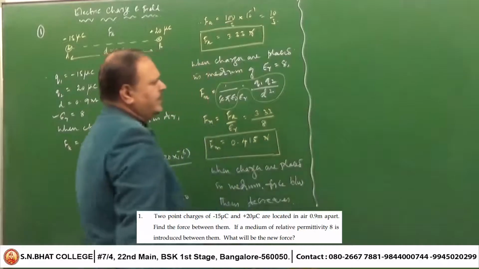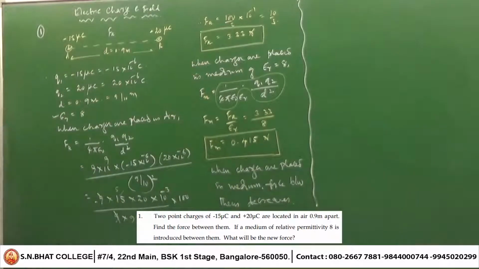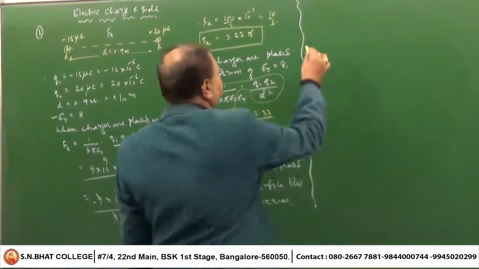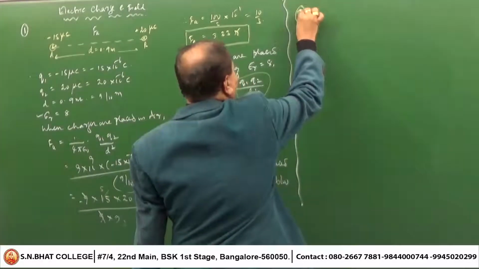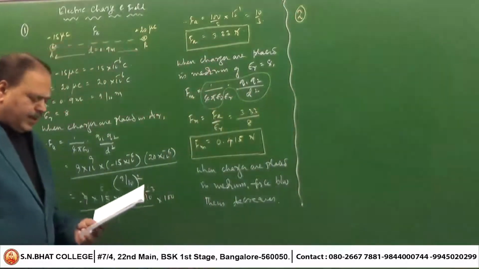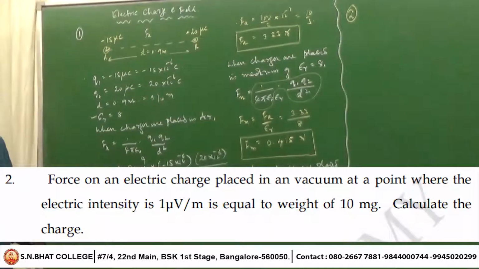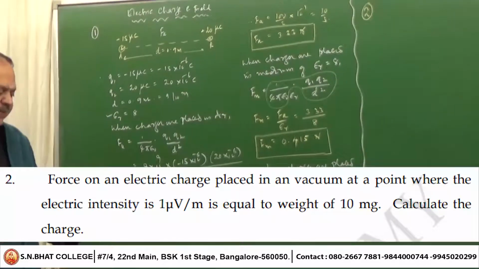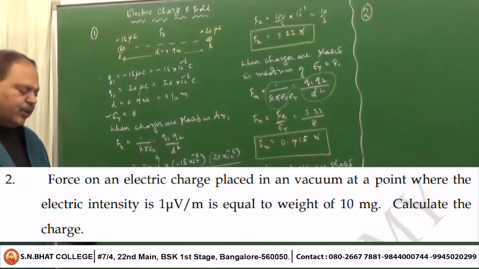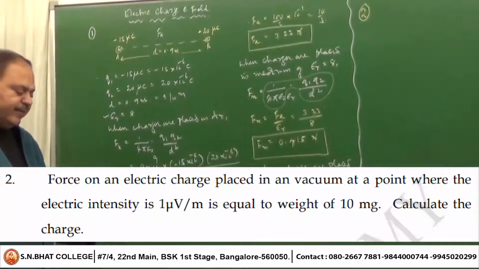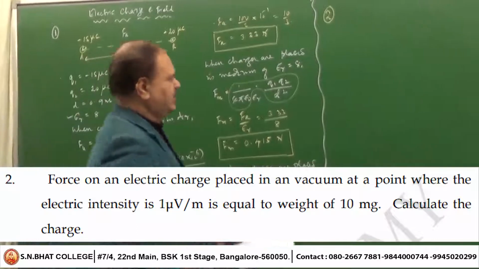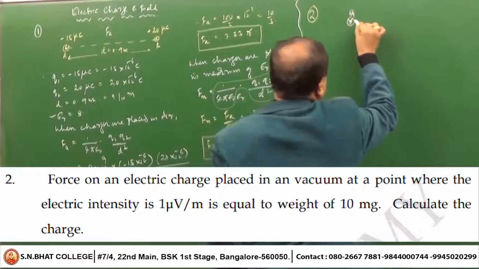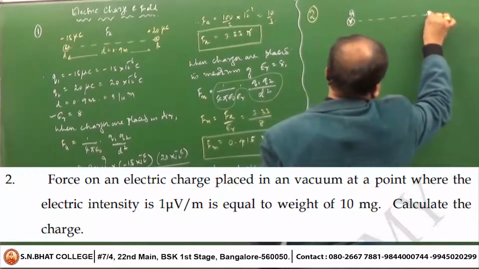Okay, now we come to the second problem. Problem number 2. Study the problem carefully. Force on an electric charge placed in a vacuum at a point where electric intensity is 1 microvolt per meter is equal to the weight of 10 milligram. Calculate the charge. Look, here is a charge. It's an isolated charge. Here is the point P.